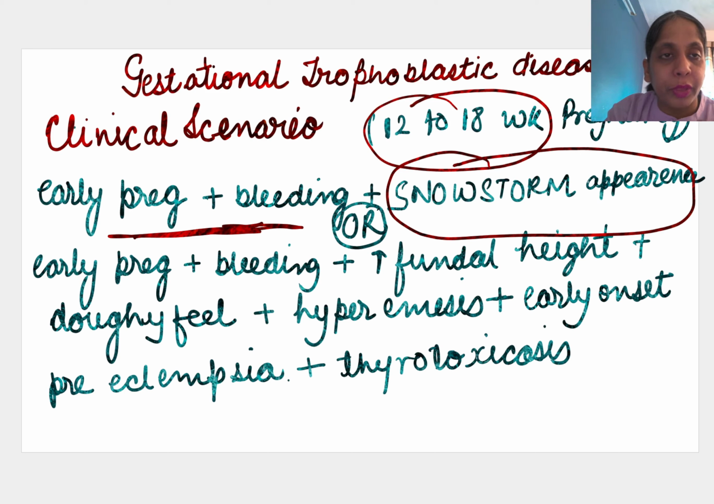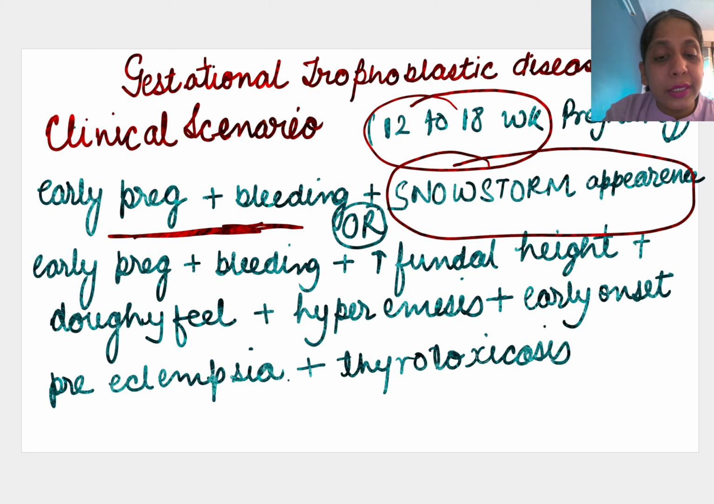Now let's see where you marked it wrong and how you marked it wrong. We will focus on that part. So, early pregnancy patient with bleeding with a suspicion of abortion, we send the patient to get the ultrasound done after the examination, and on examination we get a snowstorm appearance. The diagnosis is molar pregnancy.